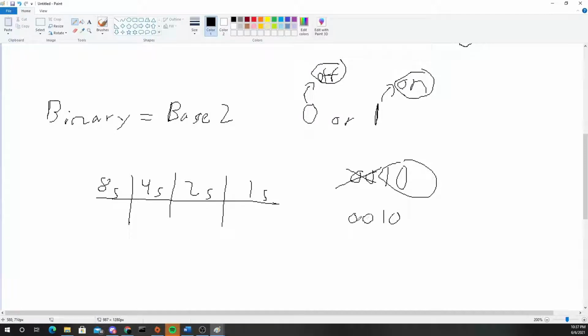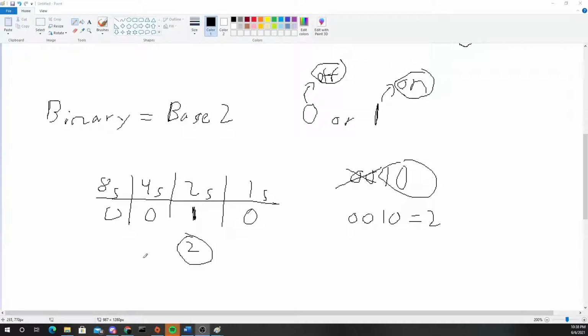So if we had a number like this, 0, 0, 1, 0, and we map that over here, we have 0, 0, 1, 0. This number would actually equal 2. Because we have a 0 in the eights place, so we have 0 eights. 0 in the fours place, we have 0 fours. We have a 1 in the twos place, so we actually do have something that's equal to 2 here. And then we have a 0 in the ones place, so this whole number, 0, 0, 1, 0, would actually equal 2.